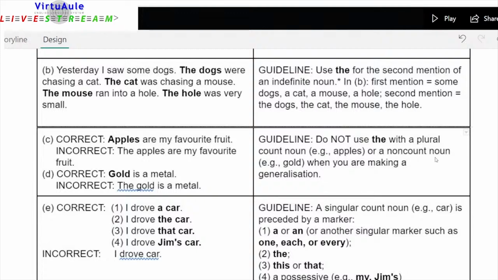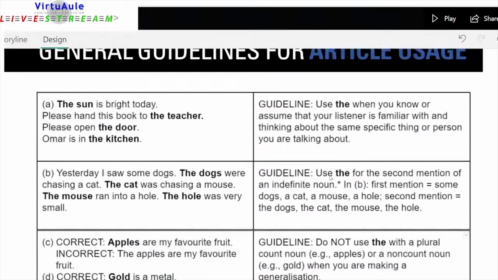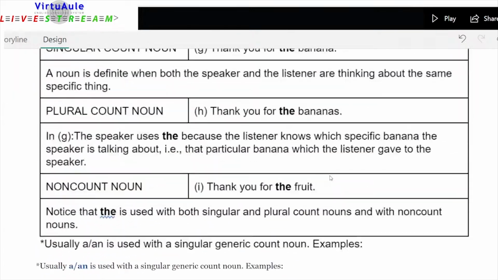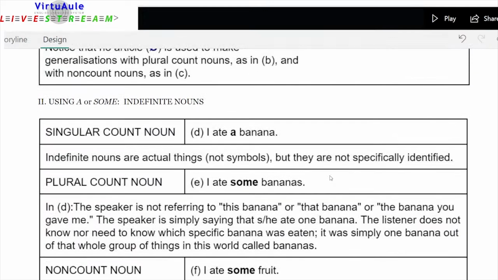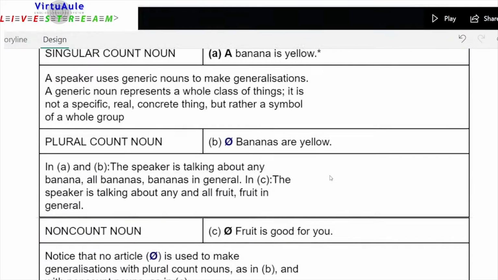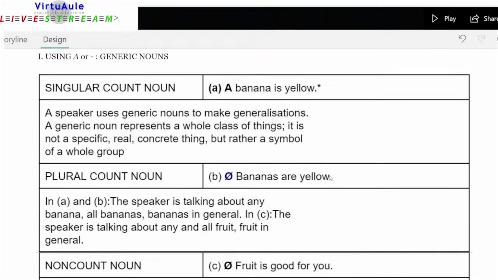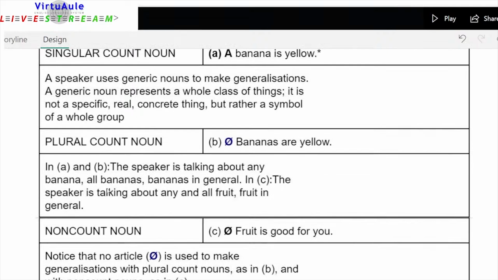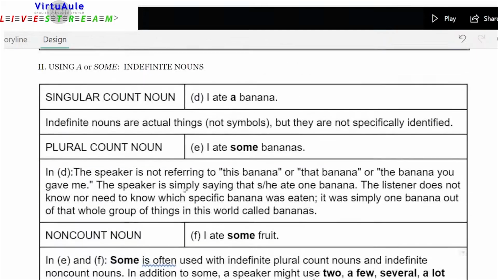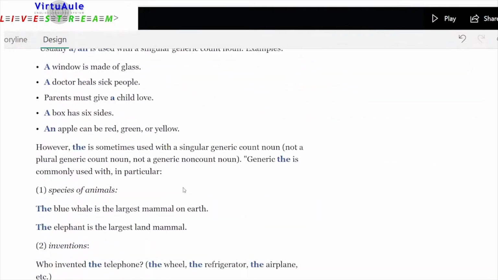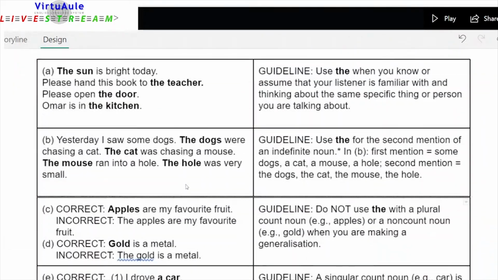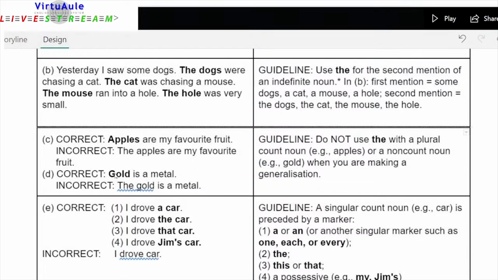Or a non-count noun, for example, gold, when you are making a generalization. I know this is difficult, but it's what we say. Speaking about fruit in general, we have no article, and here instead I'm telling you to use "the" without nothing.